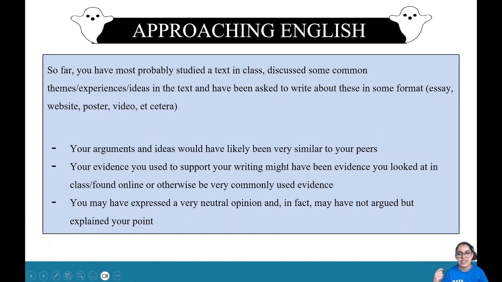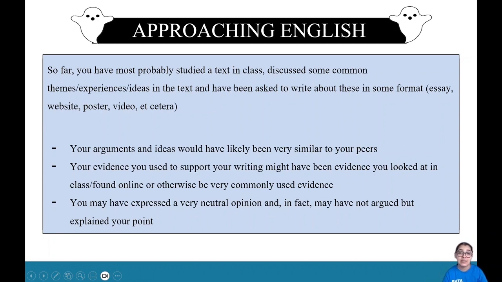I really remember it because you've studied that text, you discuss its themes, you discuss ideas, you discuss experiences, and you write about them. You would have written about them in an essay. Again, that would have been one of your first times probably writing an essay. You may have been asked to talk about it in another media or form. So more than likely your arguments and ideas would have been very similar to your peers, because you would have probably discussed things as a class, so you would have written about similar things.